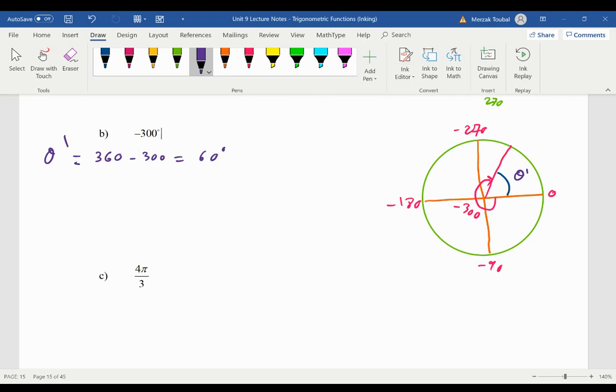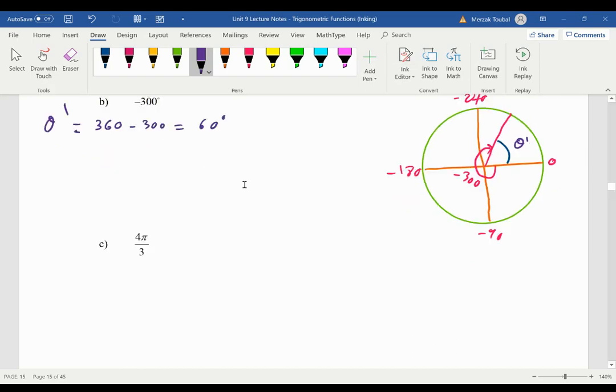By the way, something I forgot to mention, the reference angle is always positive. Always positive, because we want it to be congruent to an angle in quadrant 1 in absolute value. Congruent in absolute value, so it has to be positive.